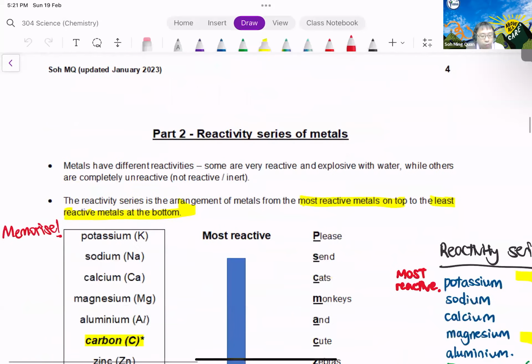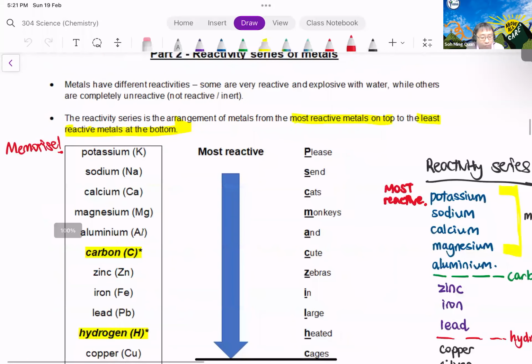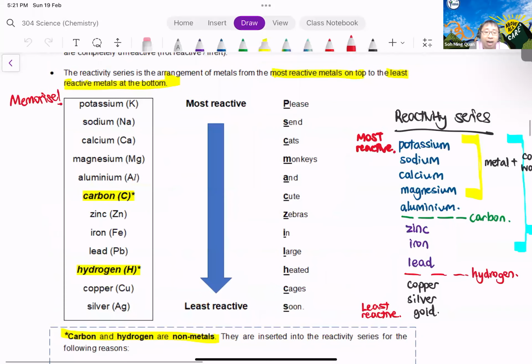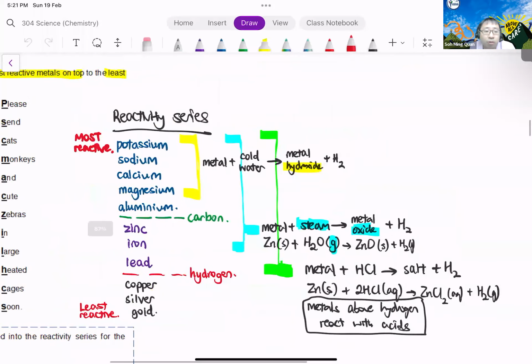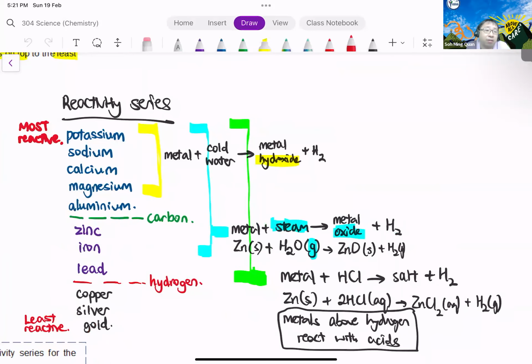Then you go to part 2, which we spent an amount of time to revise, right? Remember, we did this in class. We wrote out the reactivity series of metals because we know that the chemical reactivity is not the same. Some are very reactive, like potassium. Potassium is right on top of the reactivity series, so it's very reactive. On the other hand, gold is at the bottom of the series, so it's unreactive. So you need to know the reactivity series by heart.